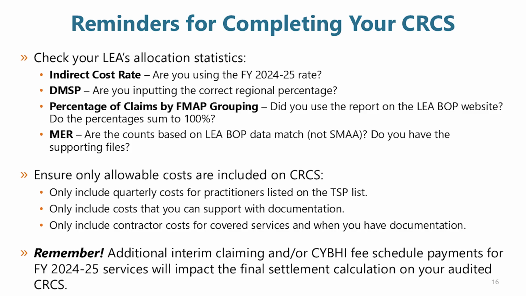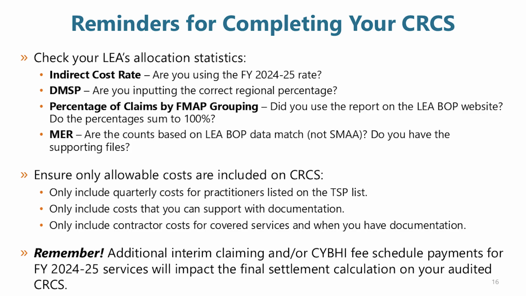2, check to make sure you are pulling the correct regional percentage when reporting your DMSP. The DMSP will be reported by region on the CRCS homepage, so confirm that you have the correct regional information in your CRCS. 3, check to ensure you use the report on the LEA BOP website for the LEA's NPI to identify the correct percentage of claims by FMAP grouping. Check your CRCS to make sure the data you input sums up to 100%.